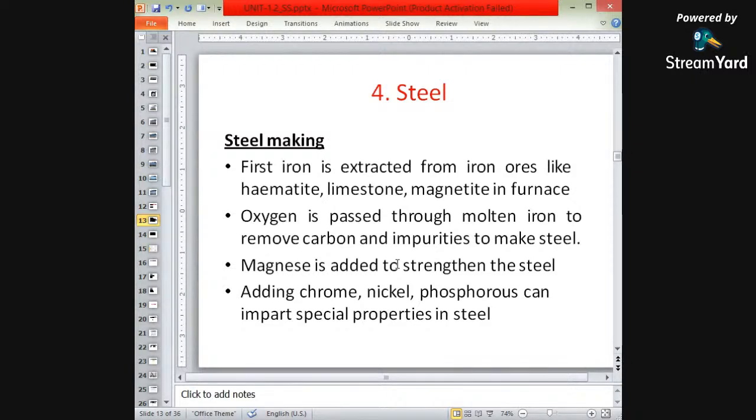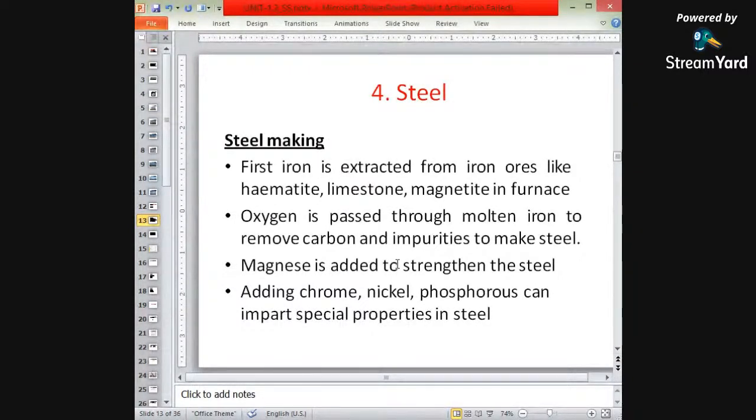Okay? So steel making: first, iron is extracted from iron ores like hematite, limestone, magnetite in a furnace. Blast furnace: in the blast furnace, this limestone, manganese, and hematite material is extracted, and from this the iron is extracted. Okay? And again, oxygen is passed through the molten iron to remove carbon and impurities to make steel.